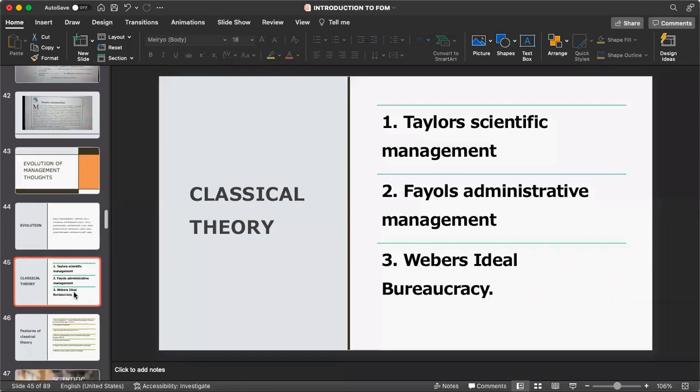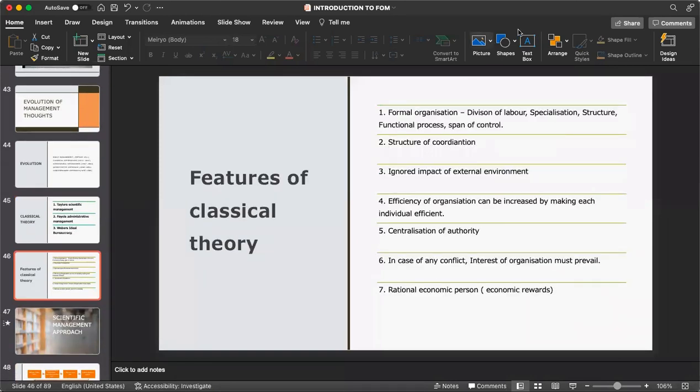So the classical theory is basically based on these 7 important concepts, and it is very important to understand them as well. The first one is your formal organization, which talks about division of labor, specialization, structuralism, functional process, and span of control.